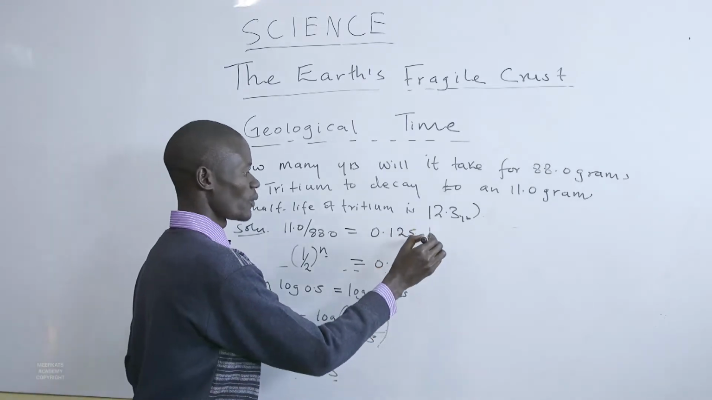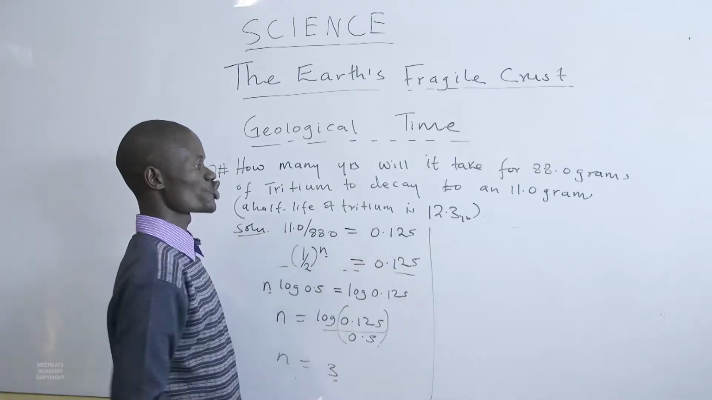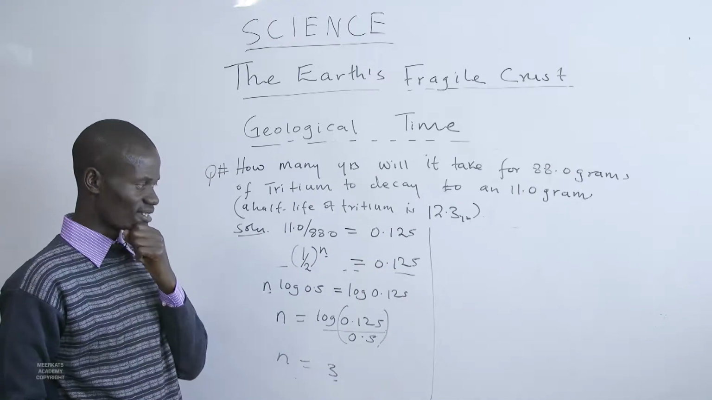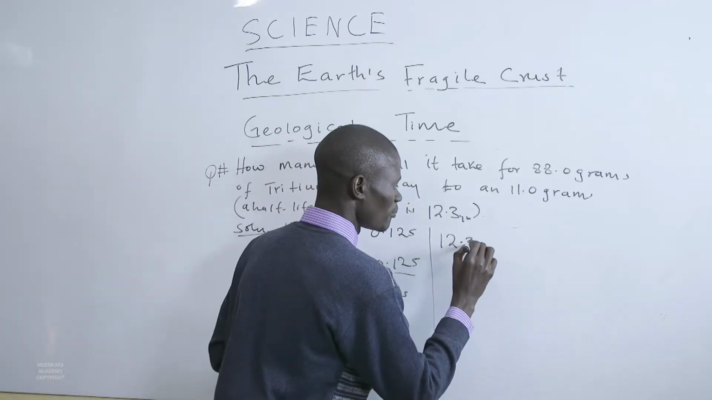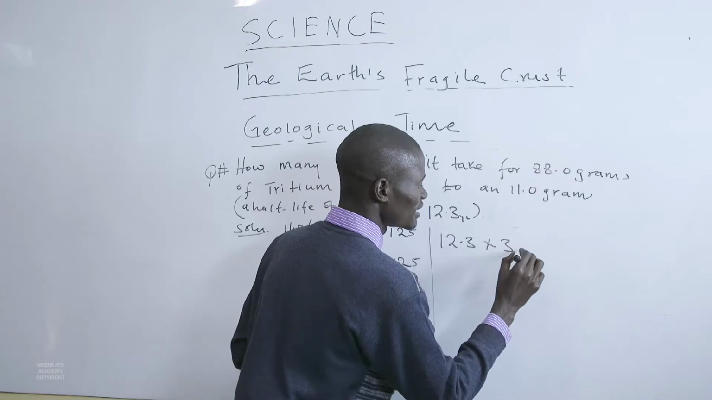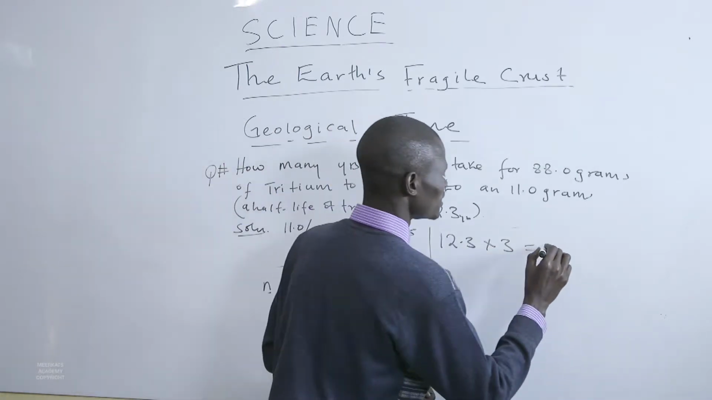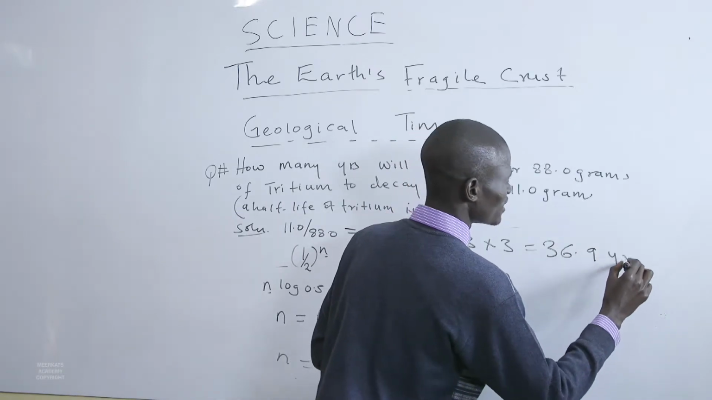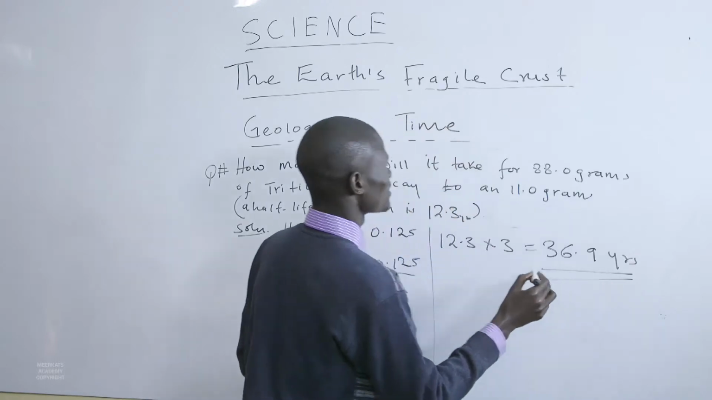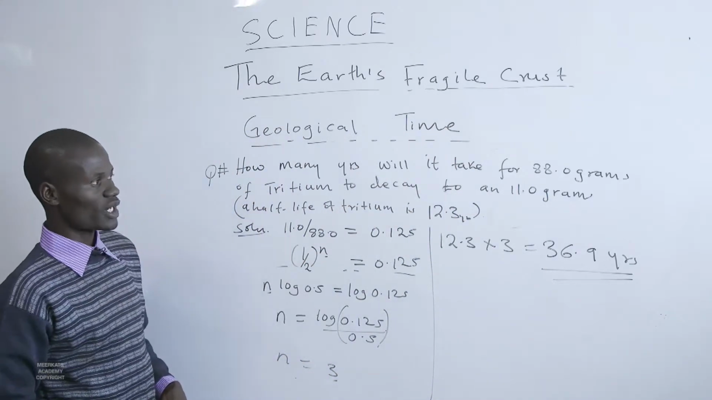And then, if the half-life of tritium is 12.3 years, we are going to multiply 12.3 by 3, and we get almost 36.9 years. We have been able to answer this question.